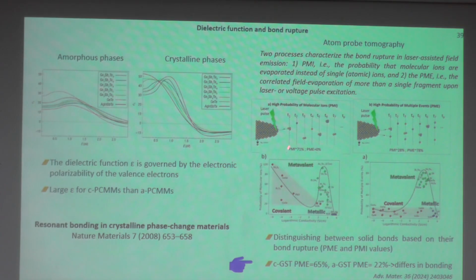So to extract the atoms here, you need to destruct the bonds between the materials, and then they can fly to your detector. And so here you can see that there are differences in different materials, like phase change and covalent and metallic bonded, because of different bond rupture. Crystalline GST shows PMA like 65% and amorphous GST less, 22. So there is a difference even between amorphous and crystalline material. So they are also differently bonded.